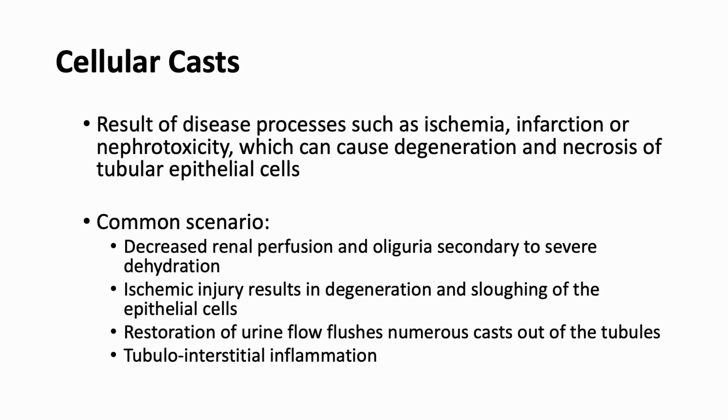Cellular casts are a result of disease processes such as ischemia, infarction, or nephrotoxicity, and they can cause degeneration and necrosis of tubular epithelial cells. So there are certain common clinical scenarios in which cellular casts are formed, such as decrease in renal perfusion and oliguria secondary to severe dehydration, ischemic injury where sloughing off of epithelial cells would occur, restoration of urine flow following fluid therapy where numerous casts are flushed out of the tubules, and also leukocytes can be incorporated into the cast in cases of tubulointerstitial inflammation.